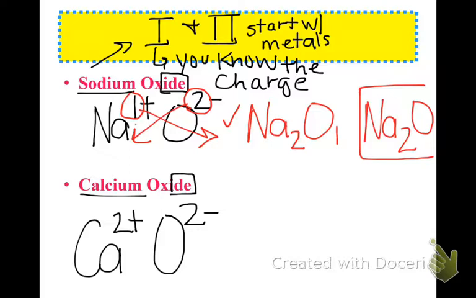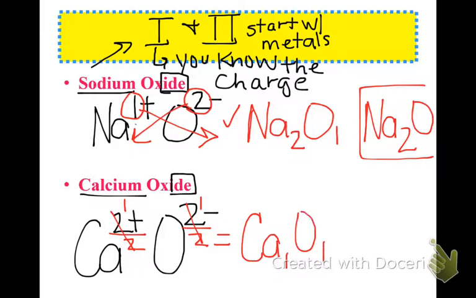Now, here's a good example of what I was talking about a minute ago. Look, both these are 2's. That's divisible by 2. So I could change that to a 1+, and that to a 1-. So I'm crossing 1's. So that's actually the formula of Ca1O1. But again, we don't like 1s, so the correct formula would just be CaO. And so there's your type 1s.